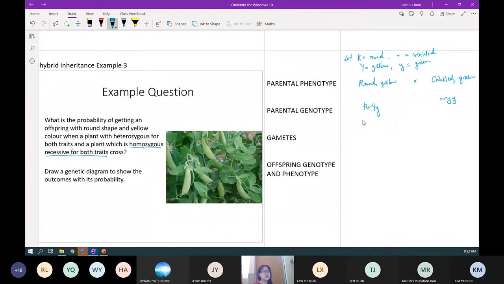So 1 minute's up. I'm just going to show you how it's done now. So this is heterozygous, right? And the gametes would have four different ones, big R and then big Y. Okay, remember the circle. And then there'll be big R and small y. And then there's small r and big Y. And then there is small r, small y.